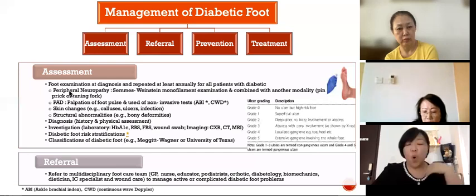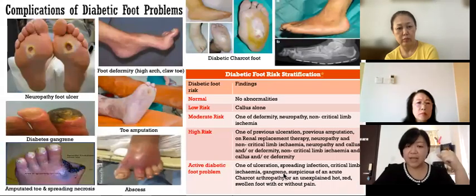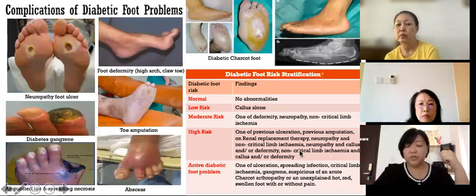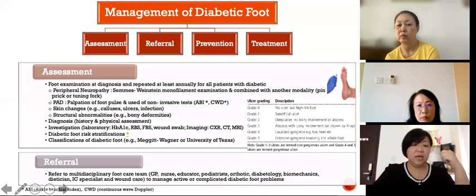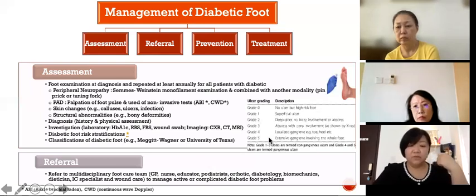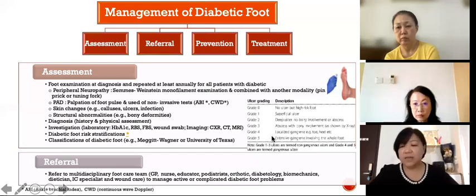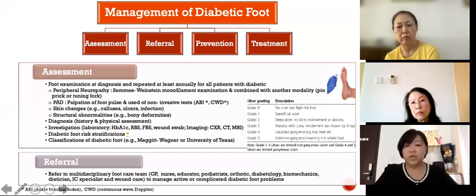After we do all these diagnostic tasks and assessments, we need to identify the patient's risk stratification using this diabetic foot risk stratification. We can also use the classification of diabetic foot using the Wagner diabetic foot classification to identify the patient's problem.